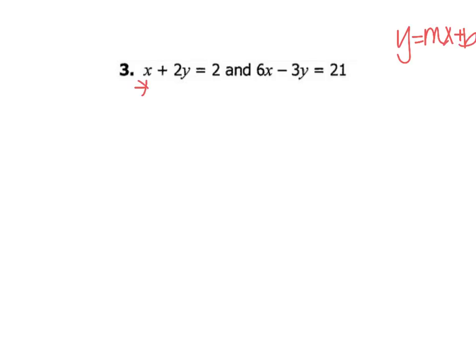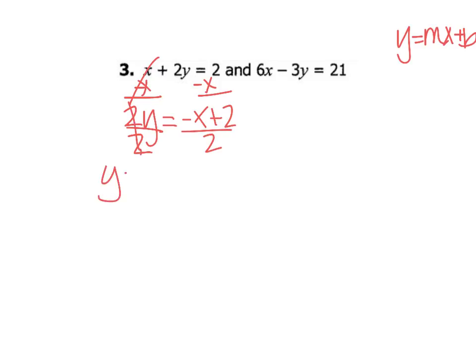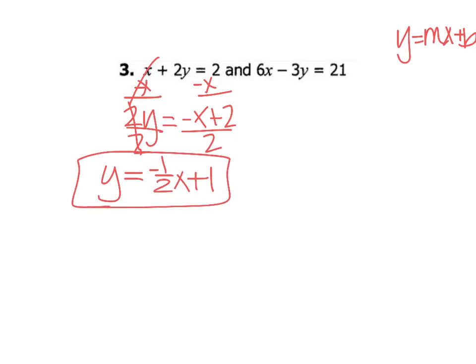So subtract x from both sides. These will cancel out. We're left with 2y equals negative x plus 2. Divide by 2, divide by 2. These 2's will cancel out, and we're left with y equals negative 1/2 x plus 1. All right, that's the equation of that left line.